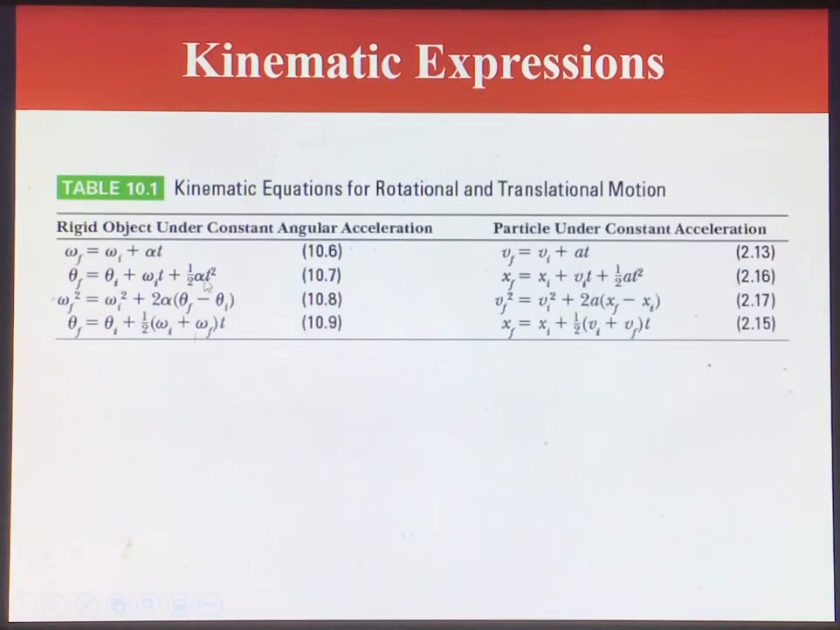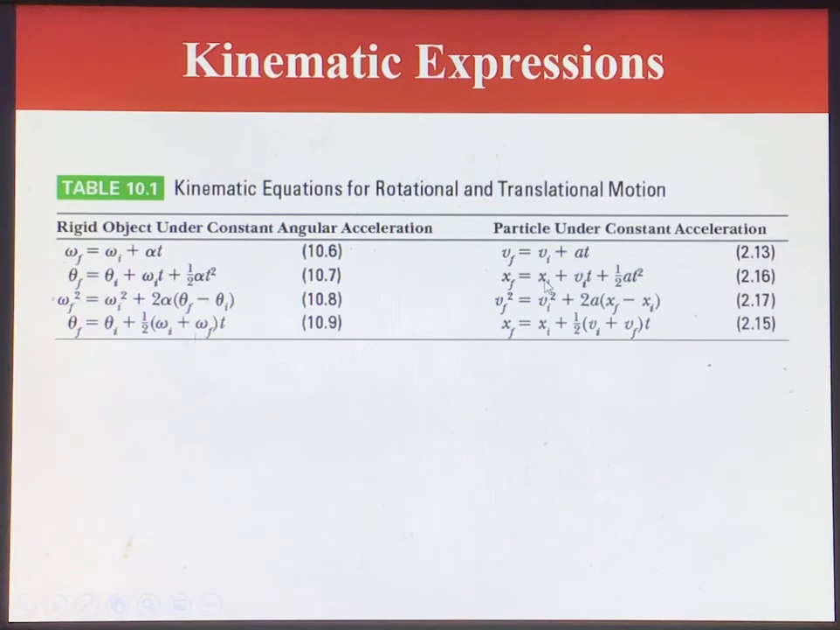All right, this table shows the relationship between the rotational and the translational. The translational means motion just in the x direction. Meanwhile, the rotation means that I'm looking at changes in angle, angular velocity, angular acceleration, and angular displacement. Generally, you can see that if you have a particle under constant acceleration, then v final is just equal to v initial plus a times t.